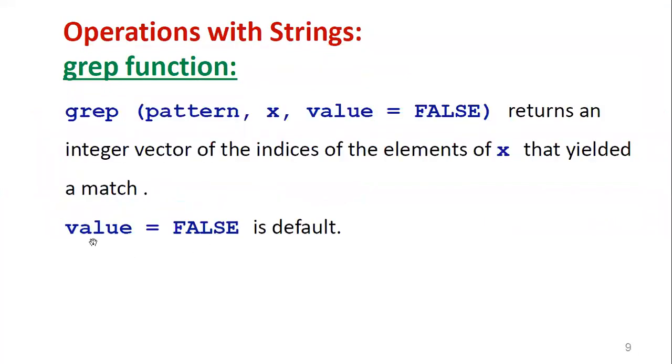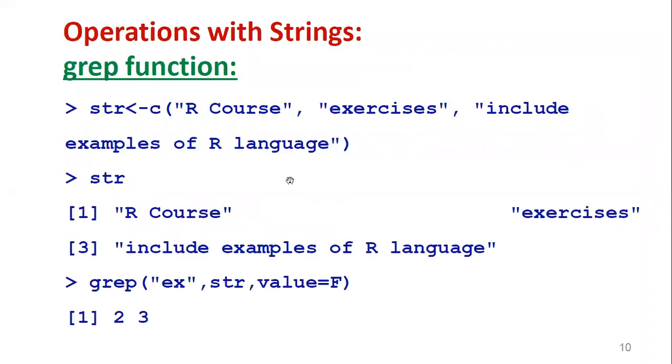Then some more examples. Here we have taken value equal to true, but by default value equal to false. At that time, grep pattern comma x with value equal to false returns an integer vector of the indices of the elements of x that yielded a match. So value equal to false is the default value.